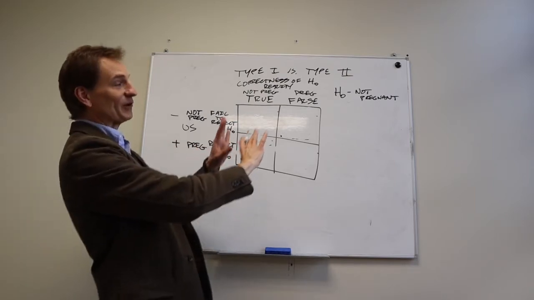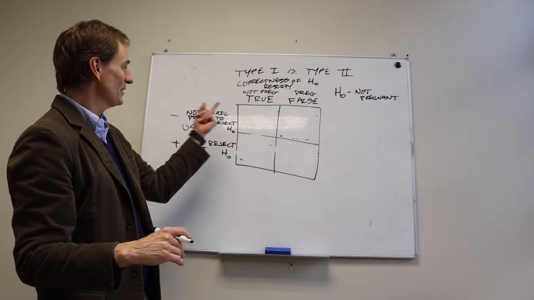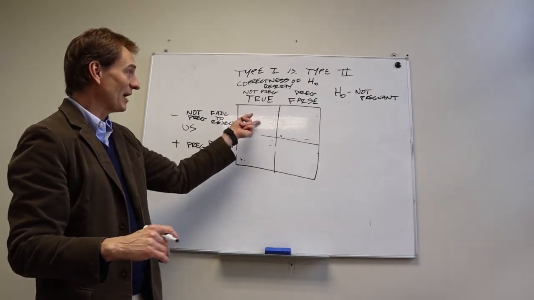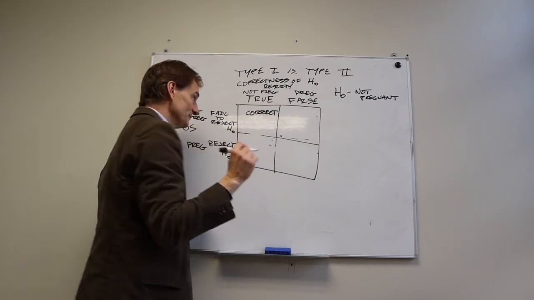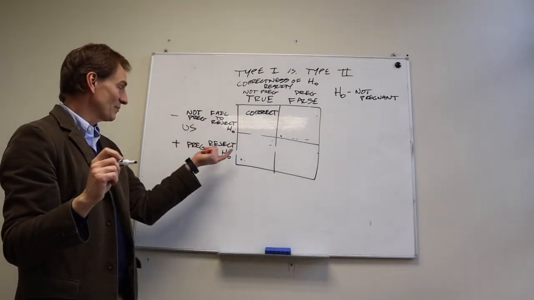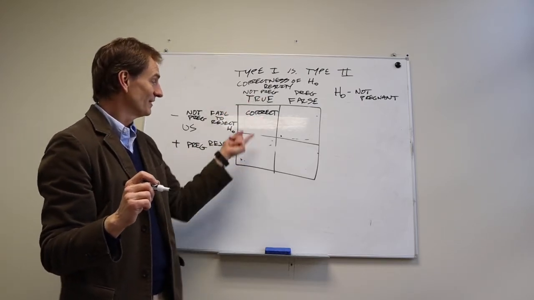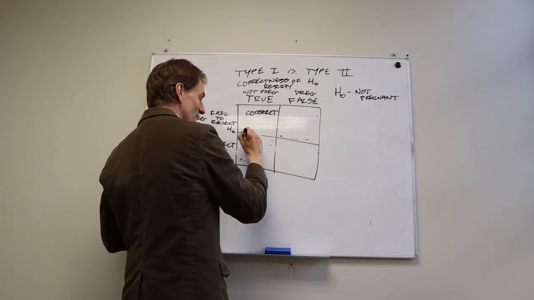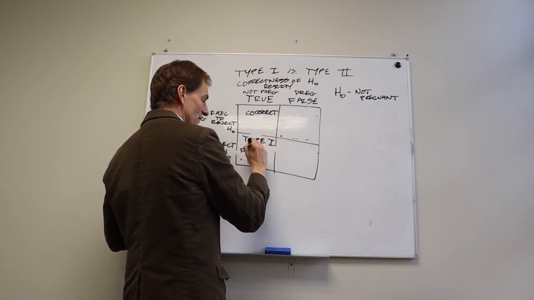Okay, so if we have the ground rules in place, if a pregnancy test tells you you're not pregnant and you really are not pregnant, then that's correct. If a pregnancy test tells you you are pregnant when you're not pregnant, that's a false positive. So that's type 1 error, a false positive.